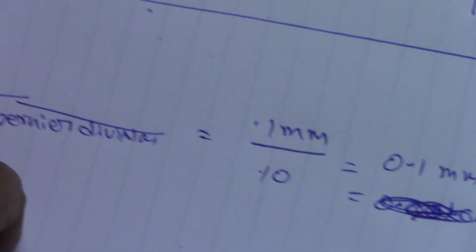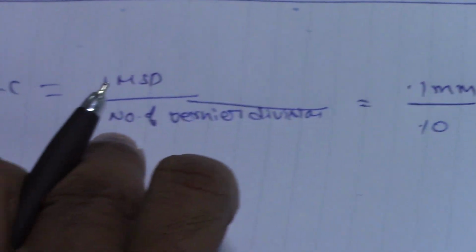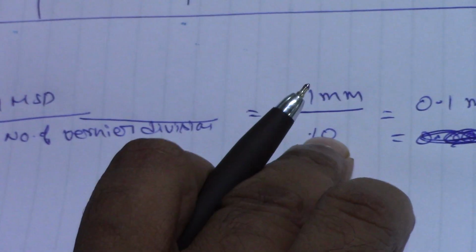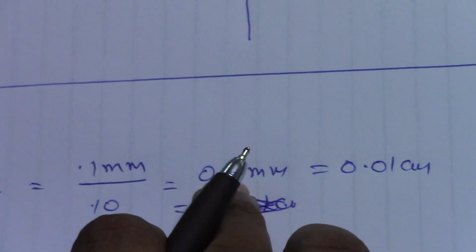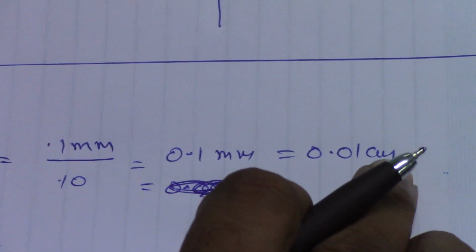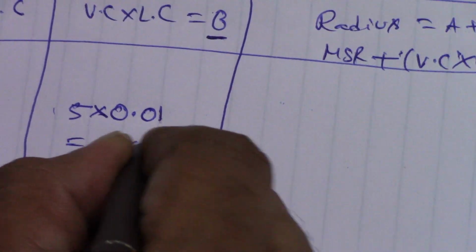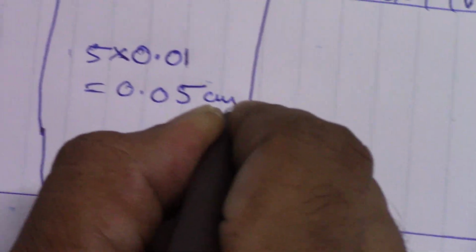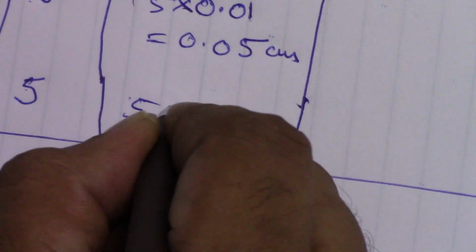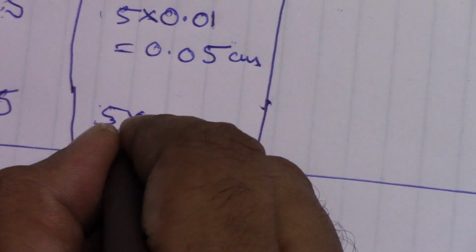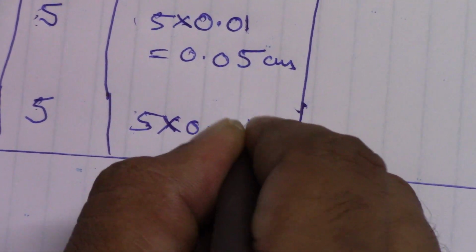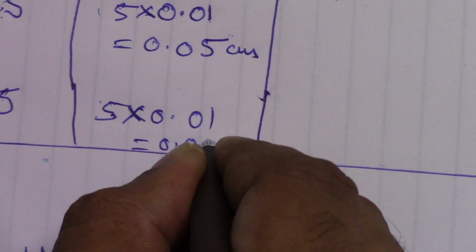The least count of this apparatus, as I told you, is 1 mm main scale division divided by the number of vernier divisions, which is 10. So 1 by 10 is equal to what, students? 0.1 mm. If you convert it into centimeters, it is 0.01 centimeters. Obviously you would get 0.05 centimeters. Here also the same thing. VC, vernier coincidence, is 5 and least count is 0.01 centimeters. Obviously it is 0.05 centimeters.